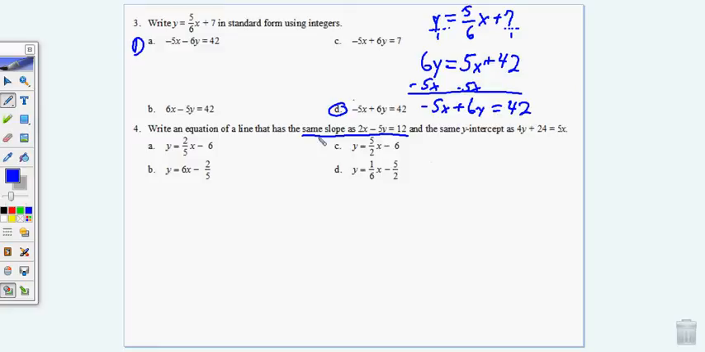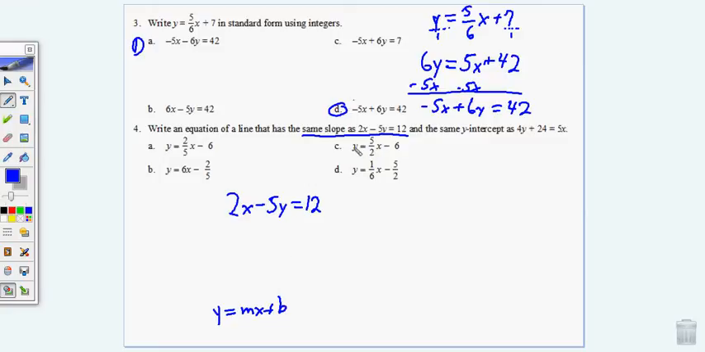Alright, in the same way, we have a standard form equation here, 2x minus 5y equals 12. And they want us to pick an equation that has the same slope as this. Okay, now remember, in standard form, we do not know what our slope is. 2, negative 5, none of those are our slope. Okay, we need to change this standard form equation into slope-intercept form, which would be y equals mx plus b. That's what we want, because the m would be our slope. We can just pick it out.